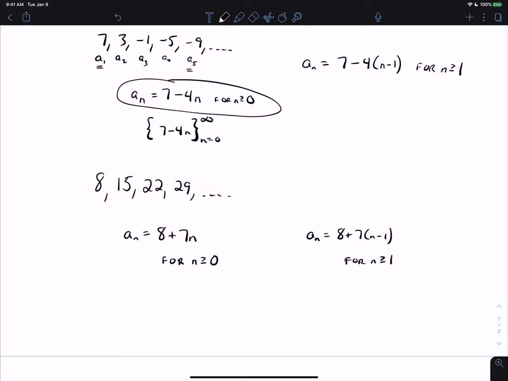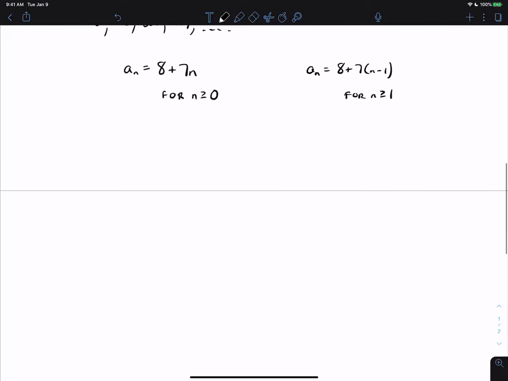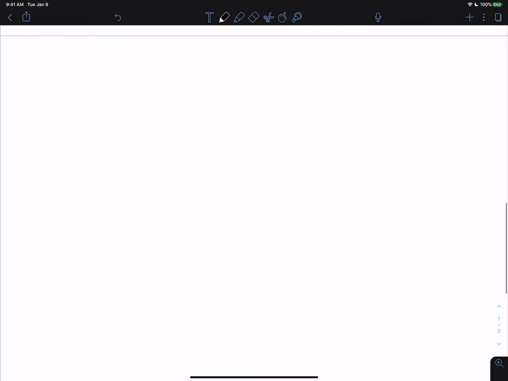Okay, so that's for arithmetic sequences. Again, arithmetic sequences are when you're adding the same thing every time or subtracting the same thing every time. Geometric sequences are another common example. And these end up being the most important in Calc 2 of the ones we're doing on this video. So let's look at an example of a geometric sequence.